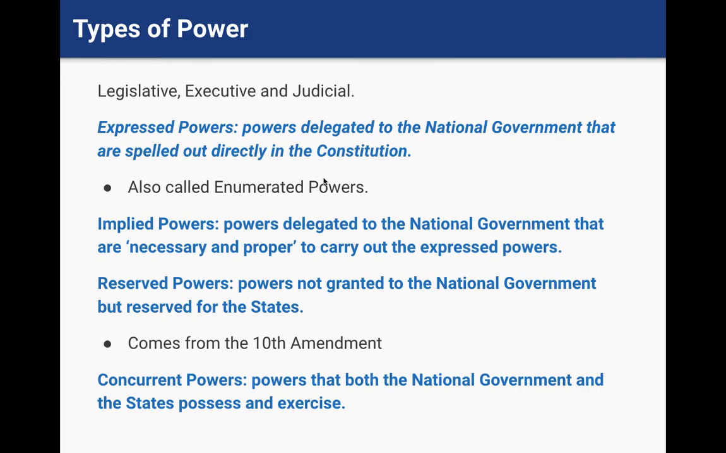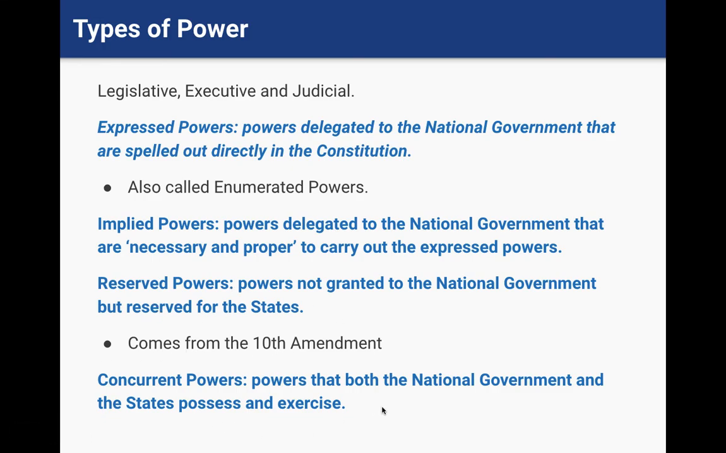Okay. And that brings us to two other types of power here. We have reserve powers. Okay, this comes from the 10th Amendment. That's any powers that are not expressly granted to the national government are reserved for the states. Okay? So a lot of things are going to be handled by state governments, and it's going to vary from state to state. That's where federalism kind of gets confusing.